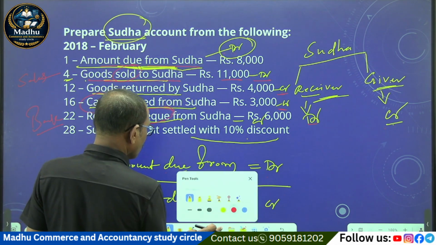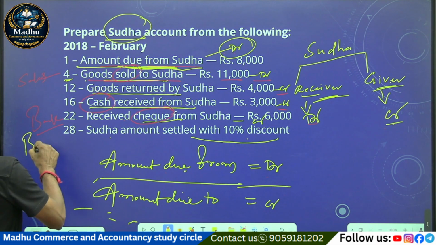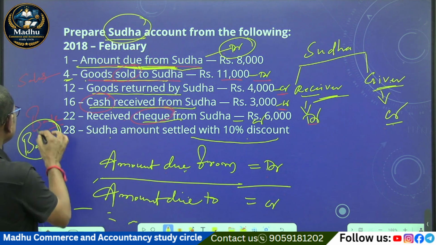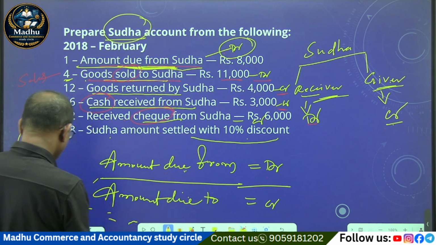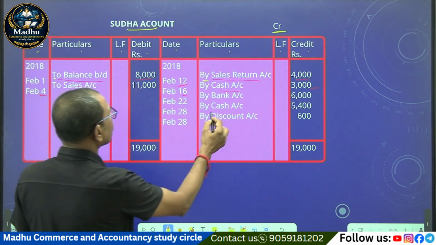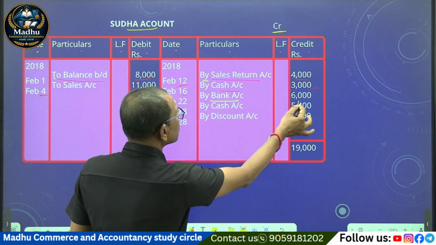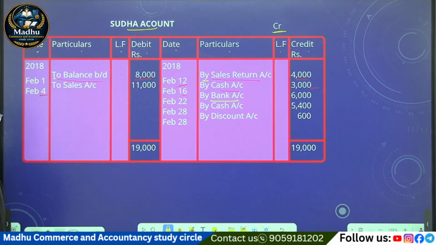Okay, so you can write it like bank here. So here the check we received from Sudha, Sudha is the giver, and giver means credit side. We write: by bank, 6,000 rupees.